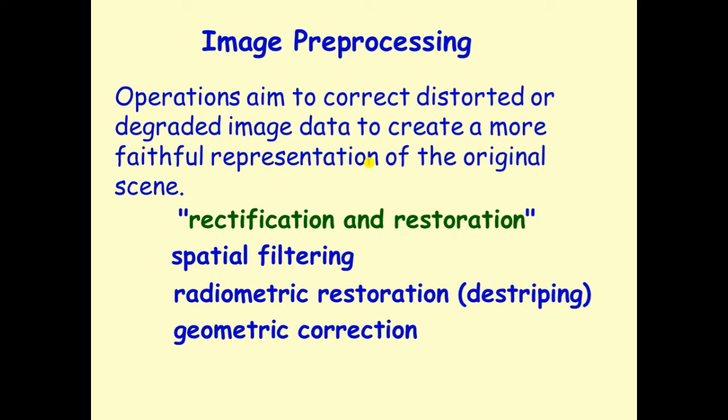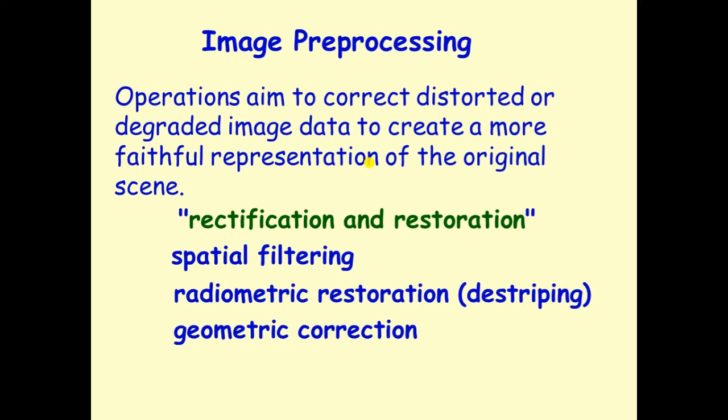The image processing operation aims to correct the distorted or degraded image data to create a more faithful representation of the original scene. We apply some corrections in Photoshop to increase the resolution, so that the binary data and the brightness values of pixels are changed by using image processing software. It is also called rectification and restoration.